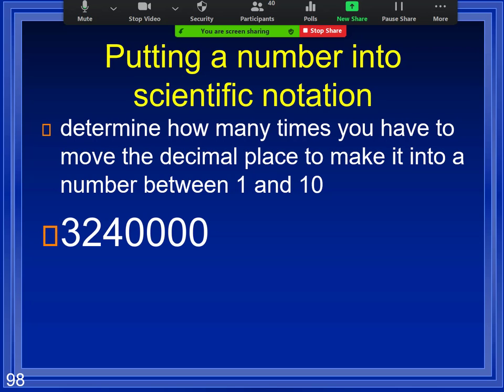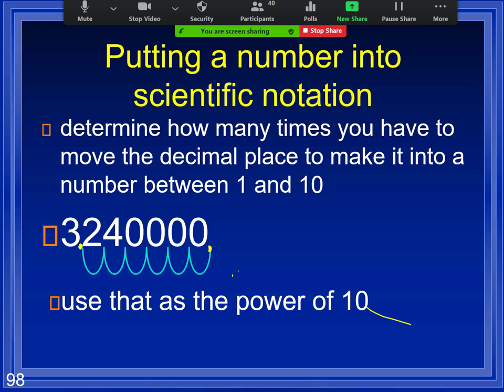So in 3,240,000, there is only one place I can put a decimal point that will give me a number between 1 and 10. That's if I put the decimal point here. But the decimal point starts there. So I'd have to move the decimal point 1, 2, 3, 4, 5, 6 times. So 6 is going to be my power of 10. So I get 3.24 times 10 to the 6th. Okay? So pretty simple. Find a spot between 1 and 10. There's only one. Figure out how many times you moved it.